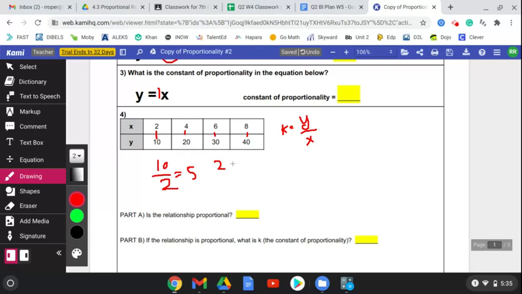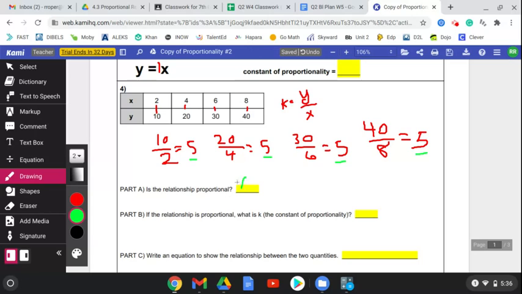Check the next pair. Y value of 20 over x value of 4. 20 over 4 is 5. Then you have 30 over 6. 30 divided by 6 is 5. And your last pair, y value of 40 over x value of 8. 40 over 8 is 5. And so as you can see, I got the same number each time. And because I got the same number each time, that tells me there is a constant rate of change. And so yes, the relationship is proportional.